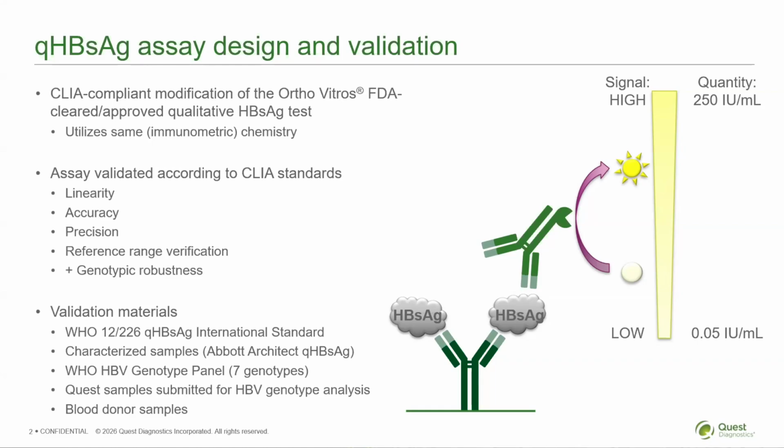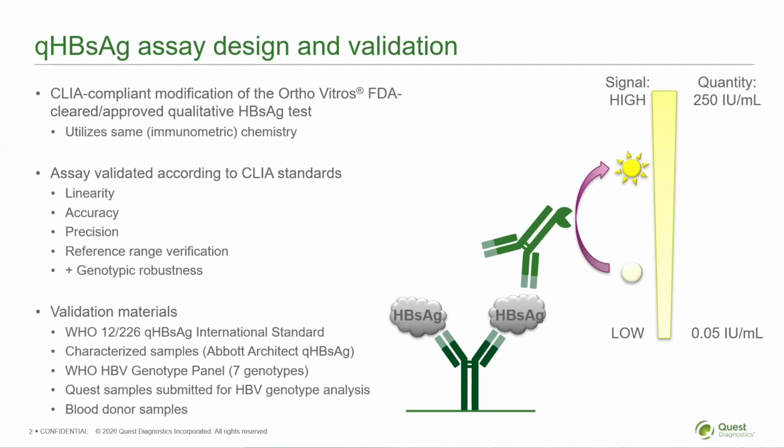We basically modified what we already offer as a qualitative test using the Ortho Vitros that's been FDA cleared for qualitative assessment of surface antigen. Effectively, we took the exact same chemistry, which is an immunometric chemistry, using a capture antibody to capture the surface antigen and a detection antibody that then produces a signal that's quite linear, at least within the linearity, to be able to produce a quantitative measurement using a standard that we've implemented in-house.